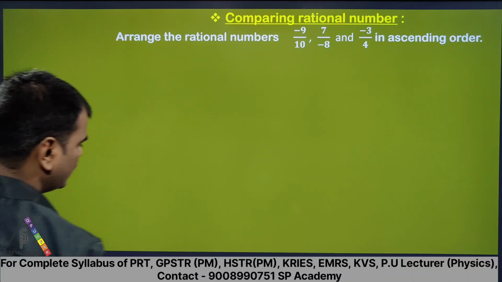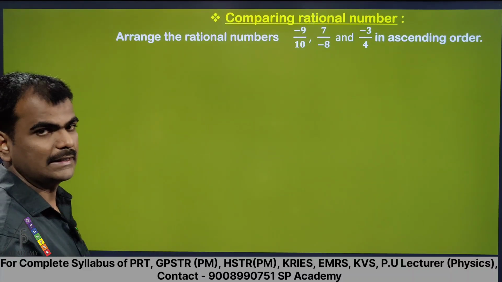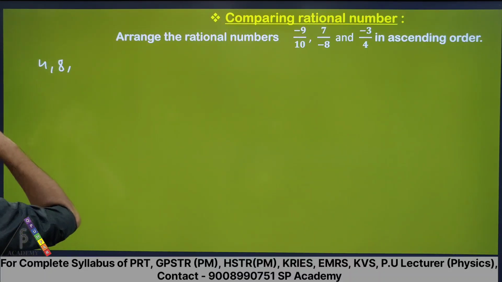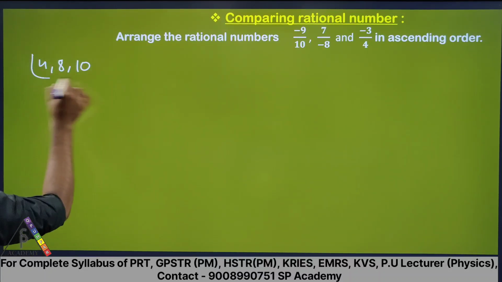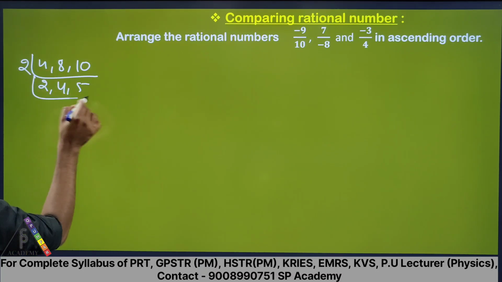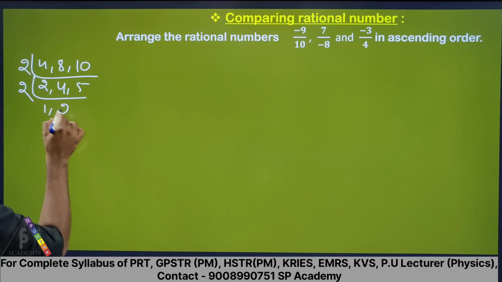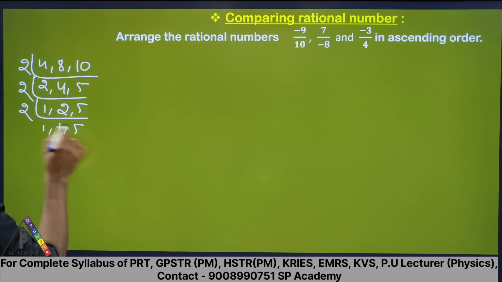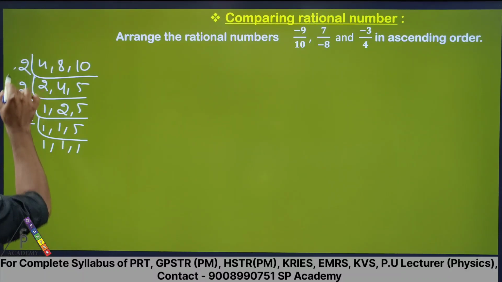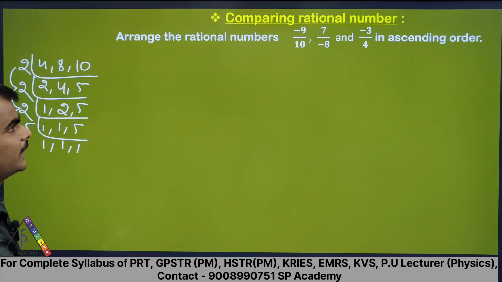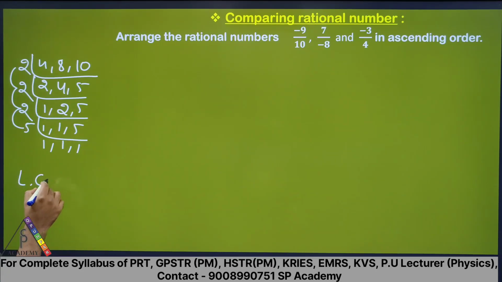Okay. To make the denominator same, we'll take the LCM of the denominators. It is 4, 8, 10. The LCM: 2, 4, 5. Again 2, 1, 2, 5, 2, 1, 5, 5, 1, 1. 2 into 2 is 4, 4 into 2 is 8, 8 into 5 is 40. Therefore the LCM is 40.